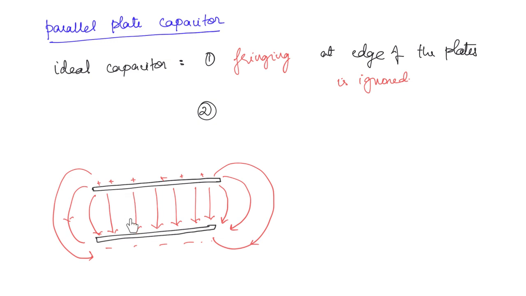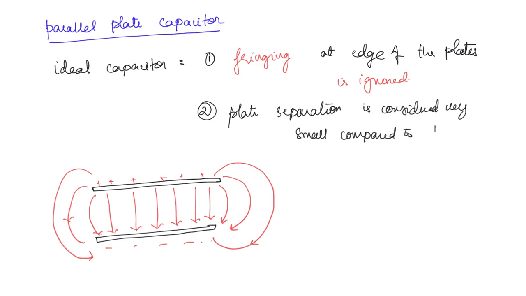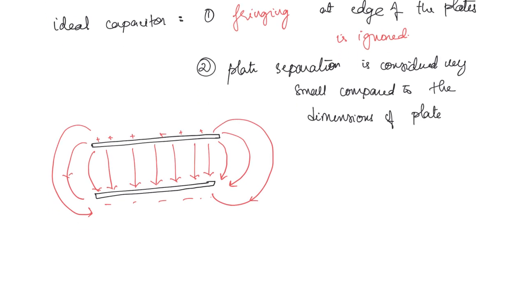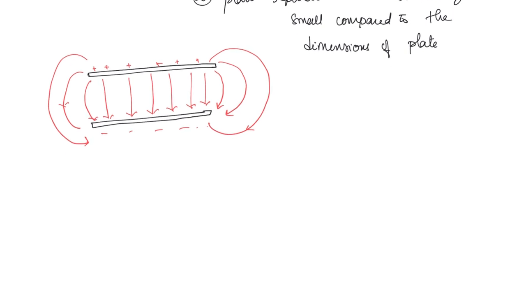See, this is the distance, right? This is the distance between the two conductors. So this separation is considered to be very small compared to the area of the plate, the area and length of the plate. So this is the second point: plate separation is considered very small compared to the dimensions of the plate. So from these two conditions we will derive the value of the capacitance.